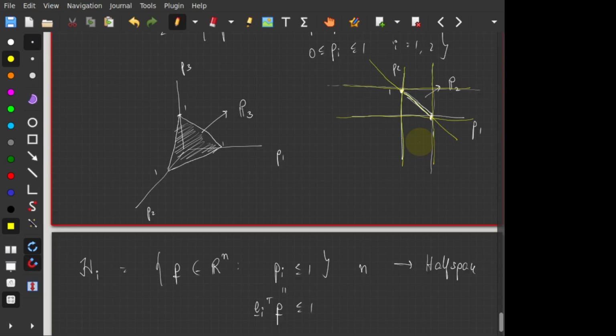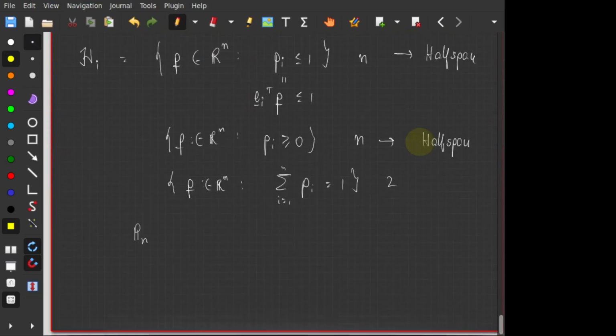So it's a polyhedron, but it's also bounded because you demand that the summation of pi is equal to 1. So it's bounded. Pn is a polytope. Okay, so now this is the set of all possible PMFs. So this forms a polytope.